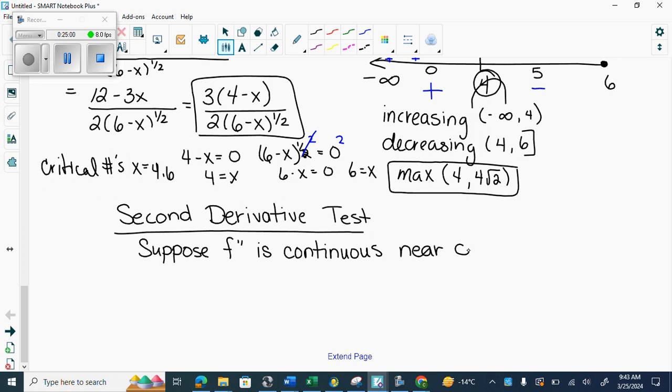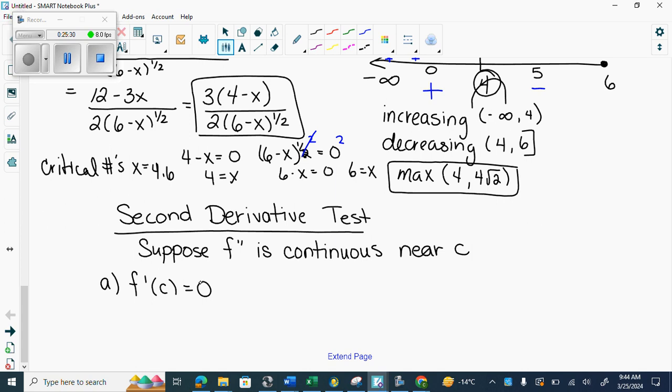A, if f prime of c equals 0. What is that just? It's the max or the min or point of inflection. It's a critical number on the first derivative, correct? It's all those x's we were just finding, right? So this is saying if I take the first derivative critical number, so where it equals 0, right?